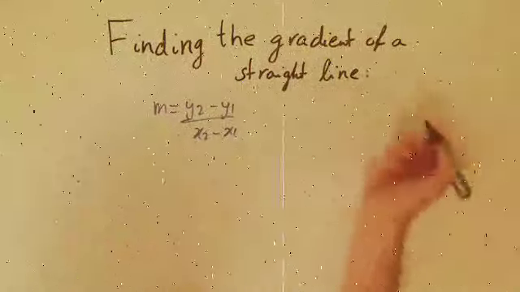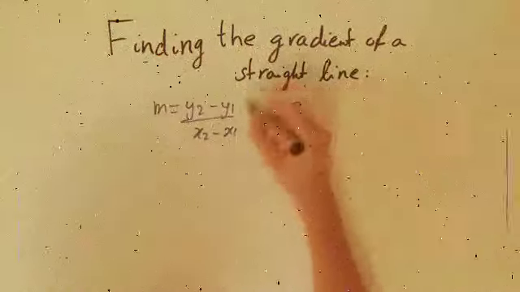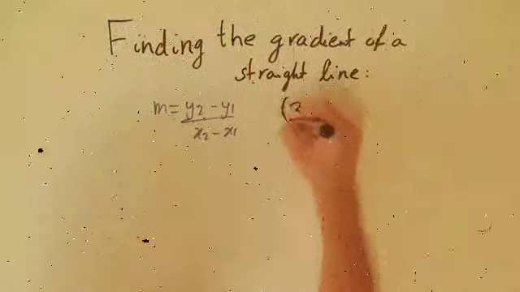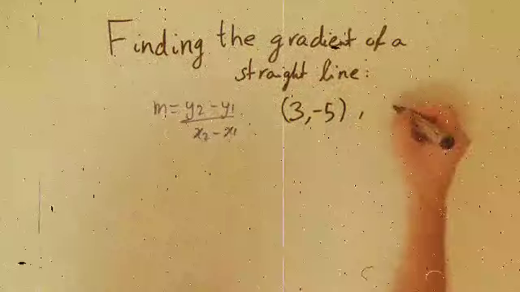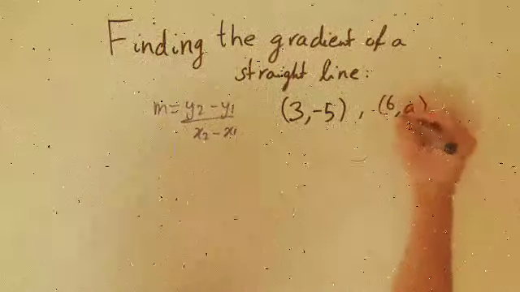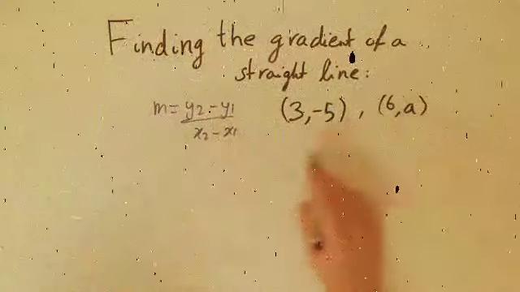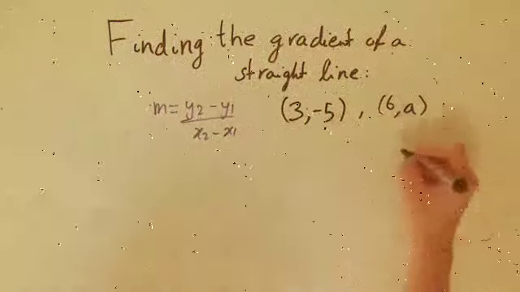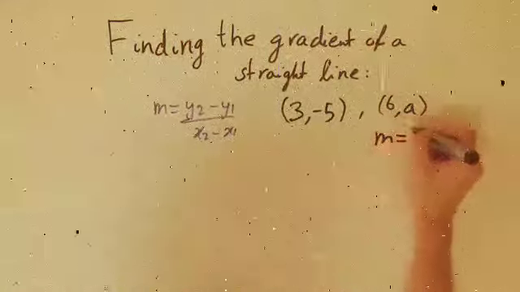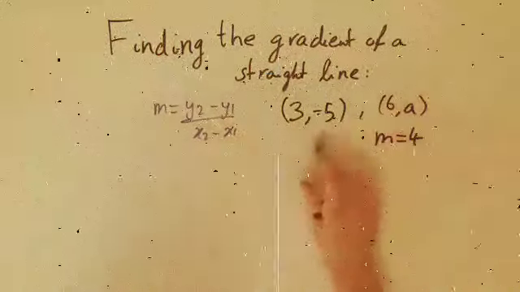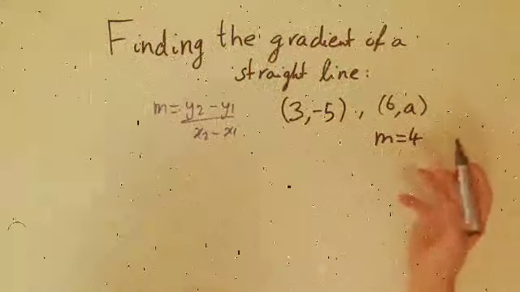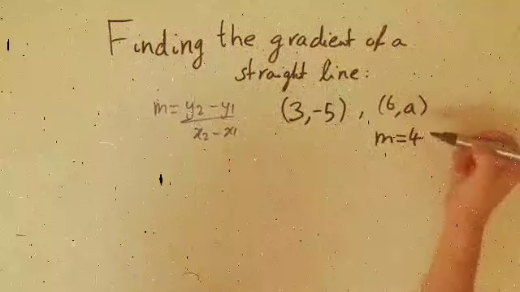Okay, I want to do one final example, and this one's going to be a bit harder. So we're going to get given the 2 points as 3 and minus 5, and also 6 and a. So a is just a constant, and we don't know what this is. This is what we want to find out. But this time we also get given that the gradient is 4. So m is equal to 4, and we have these 2 points, and from this we need to work out what the constant value of a is.